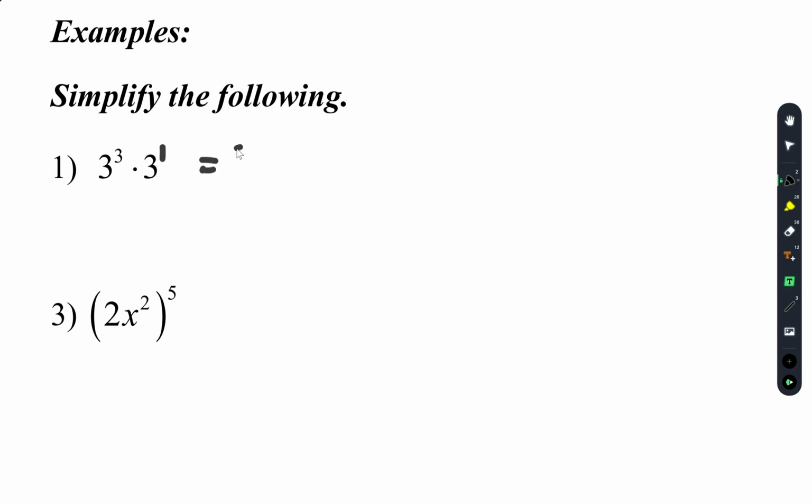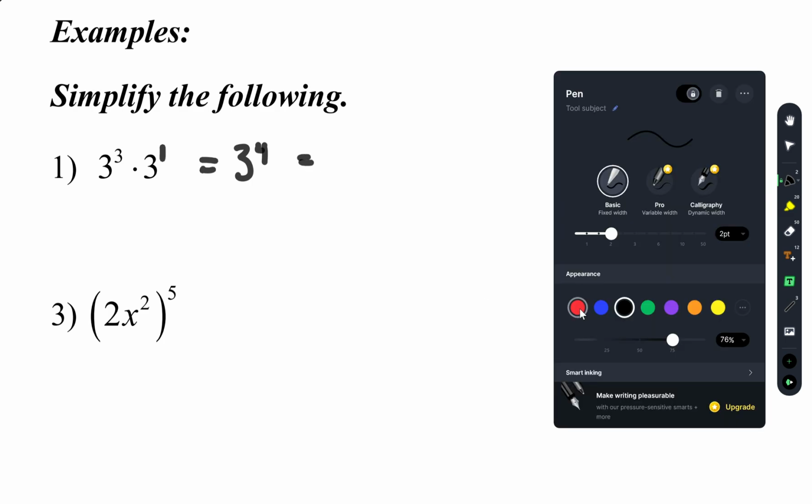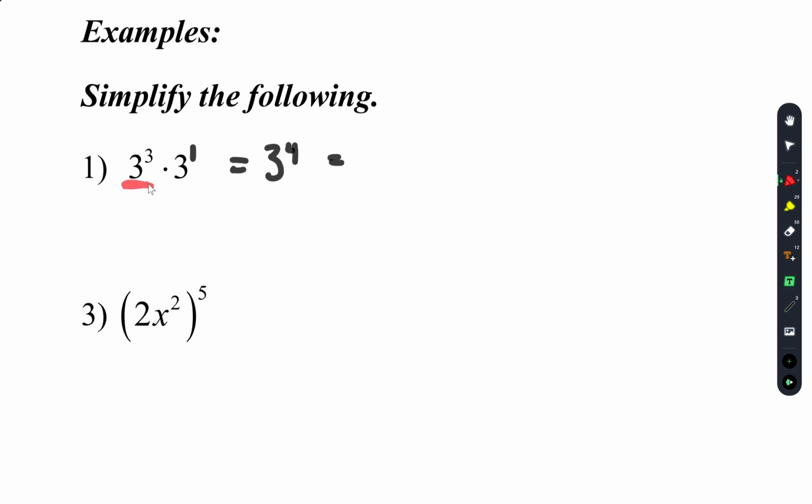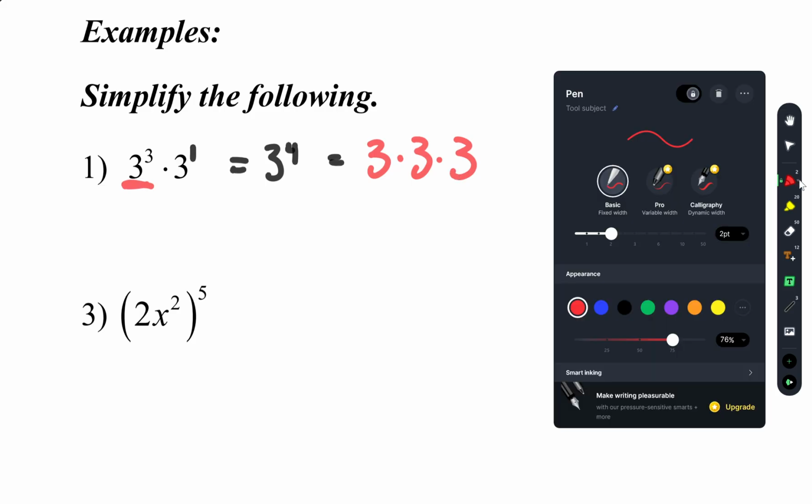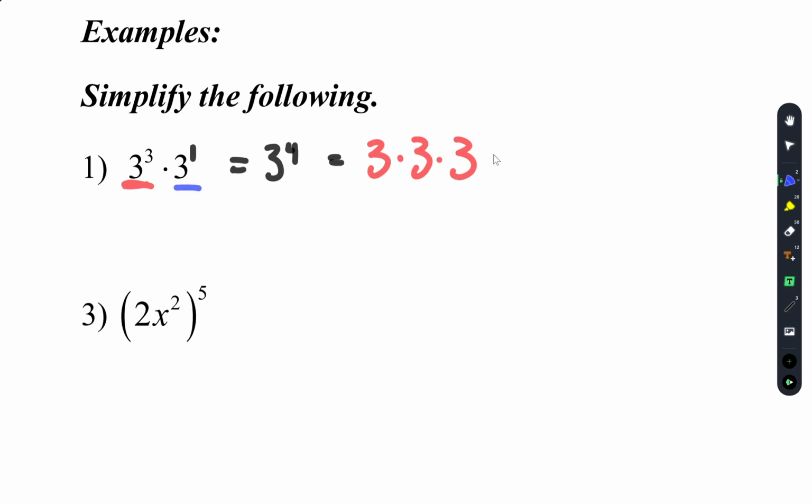If you did the rule, it would be 3 to the 4th. You add the exponents. But how do you know that? Think about it this way: if you did 3 cubed, that's taking 3 threes and then times 1 more. So there's 4.